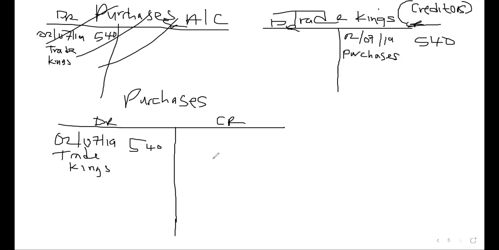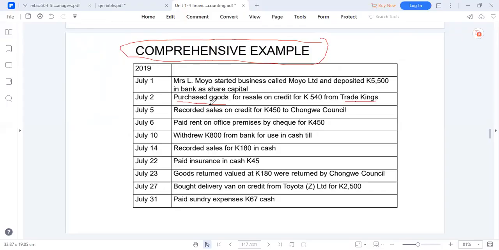Then let's get down to the other question. So the double entry system is between purchases and where they came from. You just have to look at where the other entry is coming from. So here, purchases came from Trade Kings. These are the two things that are involved here.